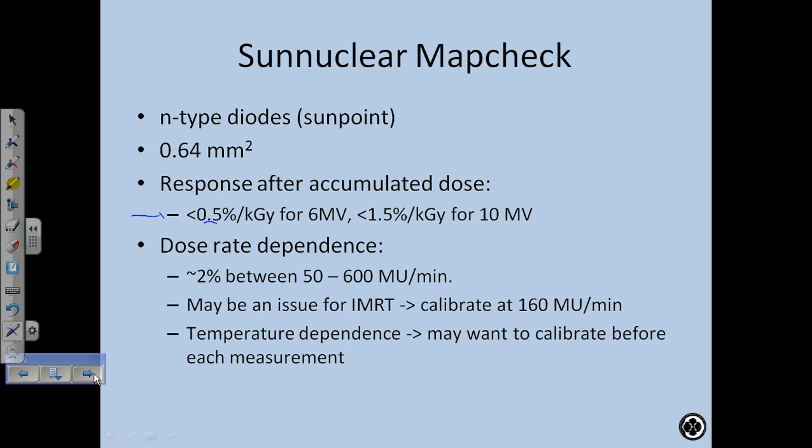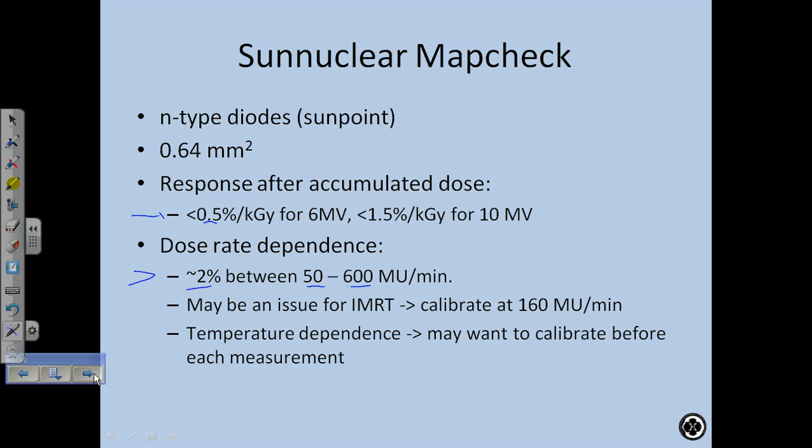Okay, dose rate dependence. This is also something that may be considerable. 2%, that's a pretty big number for us. You'll see a 2% change between 50 and 600 MU per minute. Most of the time we're treating our patients at 600 MU per minute.